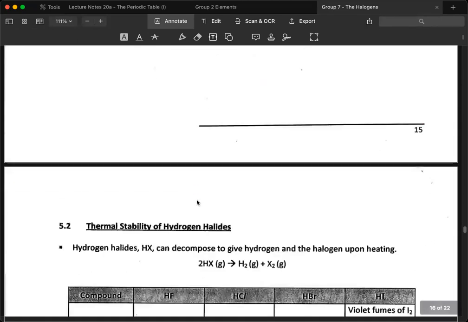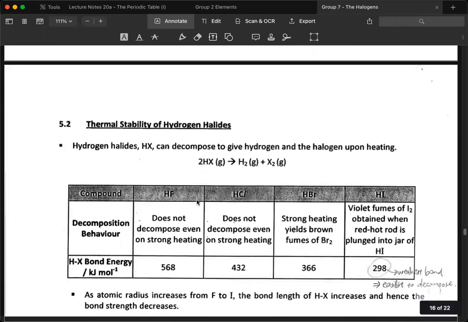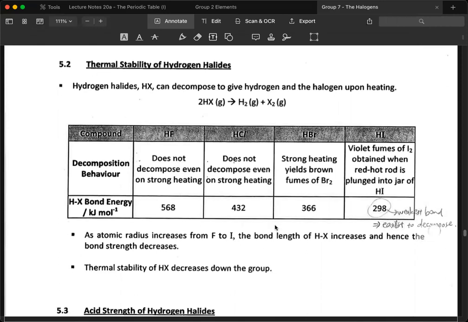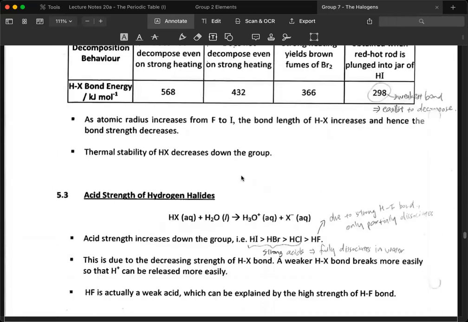Then thermal stability wise, they will decompose to form the elements. The bond energy is the highest for HF, so it's difficult to decompose. But for HBr and HI, it becomes more and more likely. As the atomic radius increases down the group, the bond length increases, so the bond strength decreases. So the thermal stability will decrease, making it easier to break down the hydrogen halide.